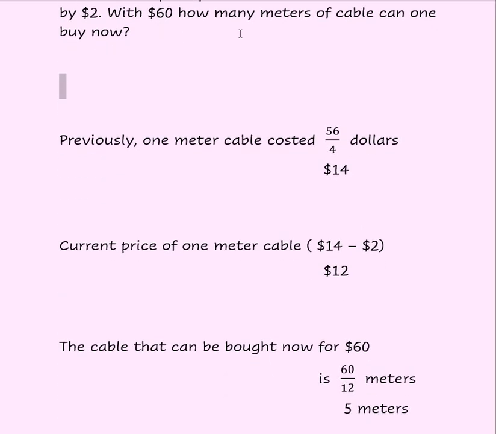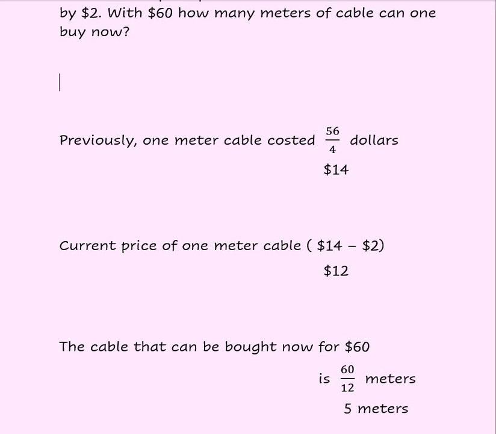With $60, how many meters of cable can one buy now? The cable that can be bought now for $60 is $60 divided by the price of 1 meter of cable, which is $12. So 60 divided by 12 gives us 5 meters. So the amount of cable one can buy now with $60 is 5 meters. So this is the answer for problem number 1.